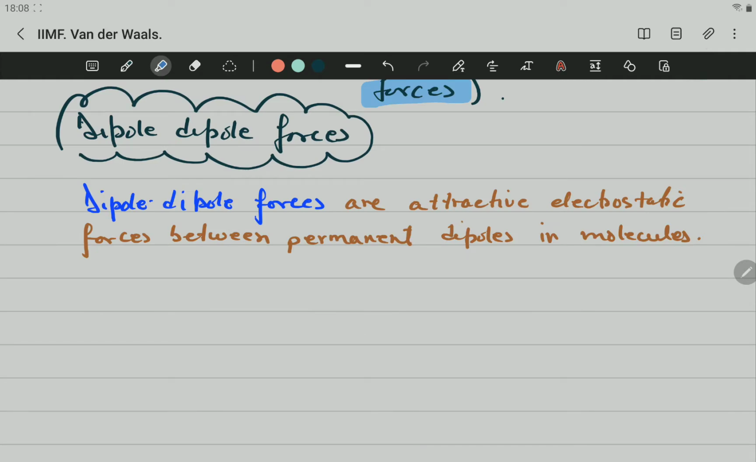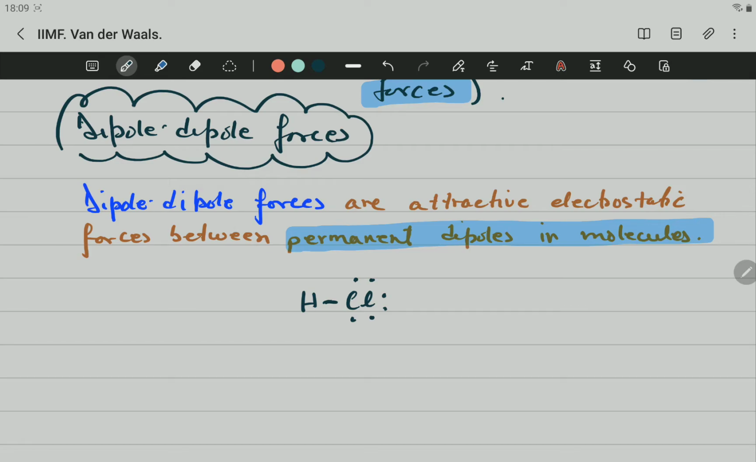Now, dipole forces are attractive electrostatic forces between permanent dipole molecules. So this type of force will appear when two dipole or polar molecules come into contact with each other. That is the first important thing. Let's see one example: hydrogen chloride. I'm going to do the Lewis dot diagram for hydrogen chloride. I'm not going to explain how it is done because that was done previously in one video.